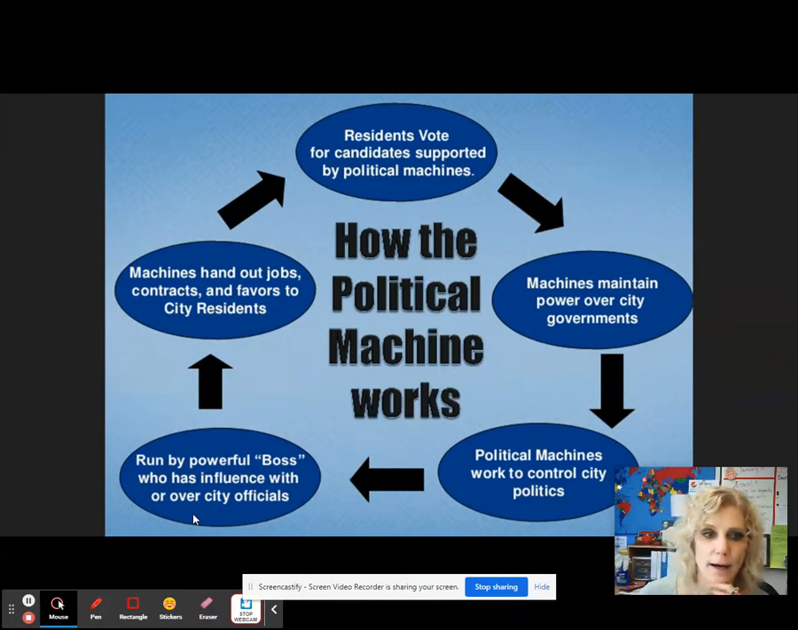The machine hands out jobs, contracts, and favors to city residents, and then these residents vote for the candidates supported by the political machine, because the machine tells them, hey, for this favor, you are going to vote for this candidate. And then it just kind of goes around and around. And so we end over here again with the machine maintaining power over the city government.